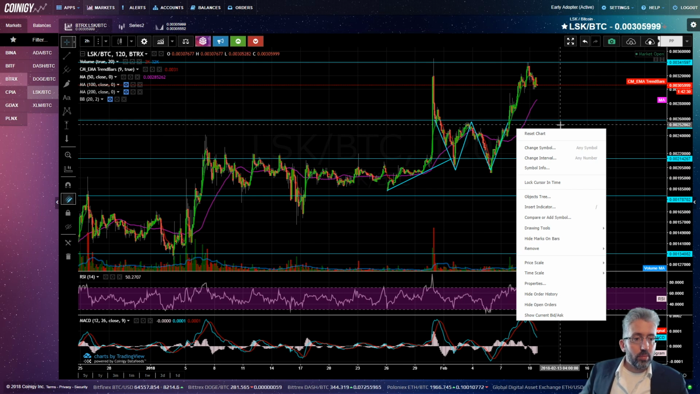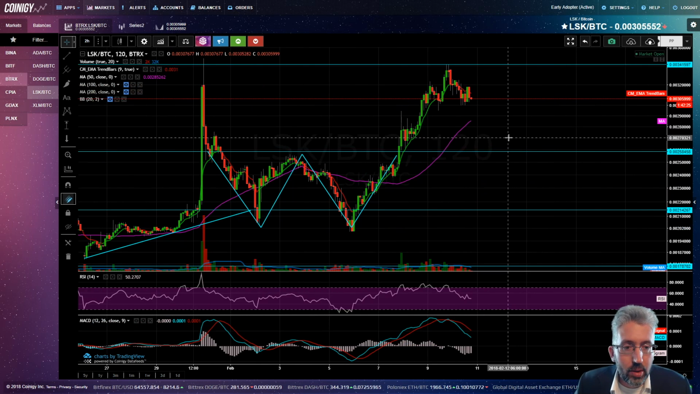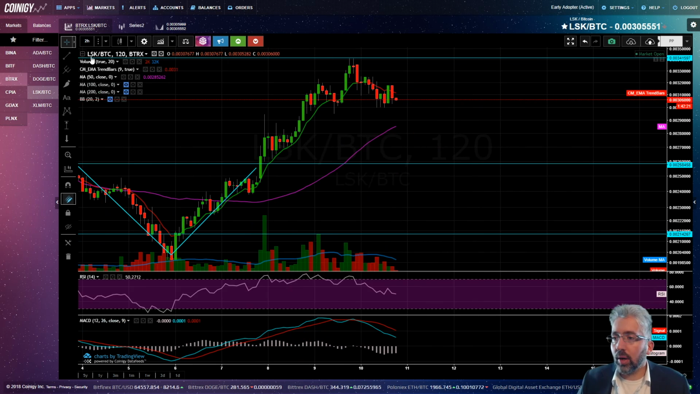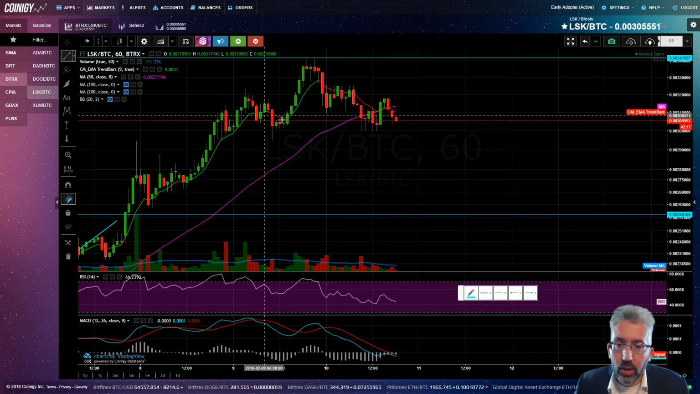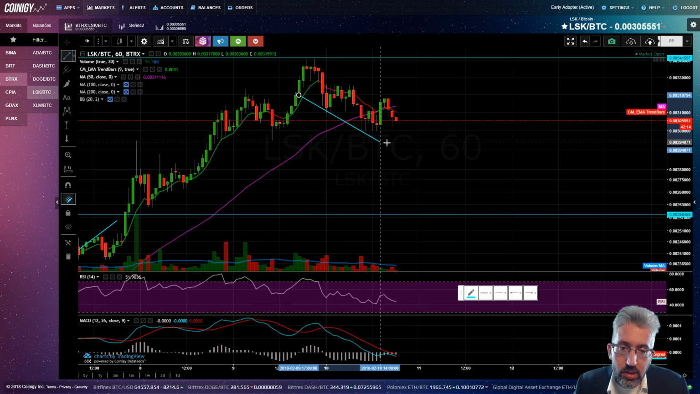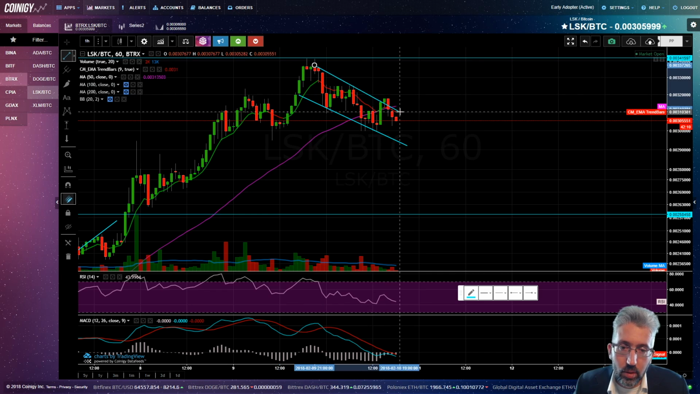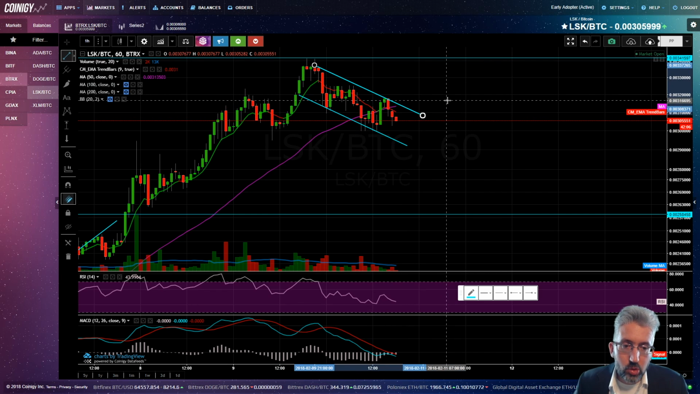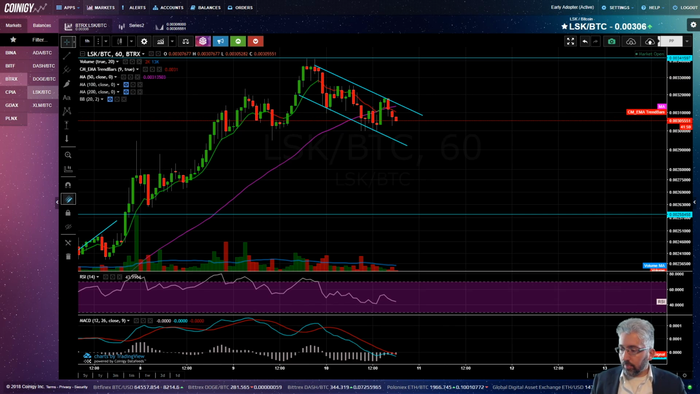Then it broke out, and what we now have seems to be a flag continuation. Maybe I should definitely split to the 1 hour to make this more visible. And let's see. There we go. So we might be looking at a flag continuation here.